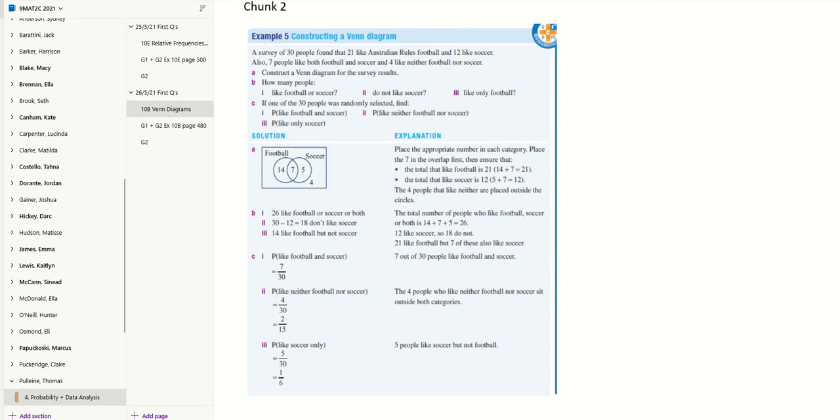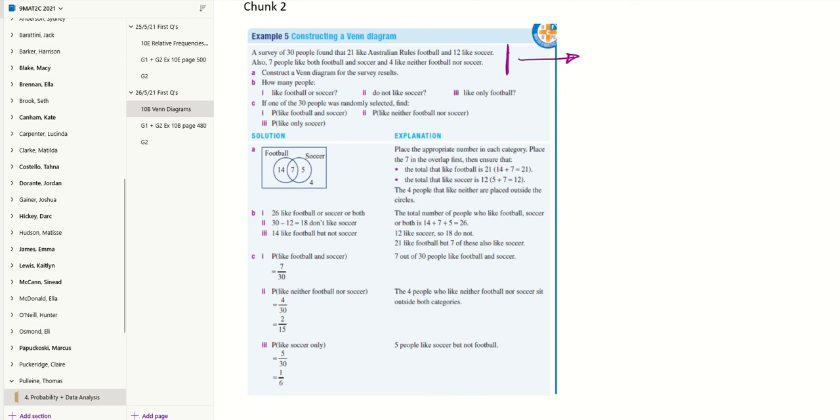Okay, for chunk 2 today, we're going to look at actually making our Venn diagram from data that's given to us. All right, so over here is our example, and I'm going to read out the long sentence first.